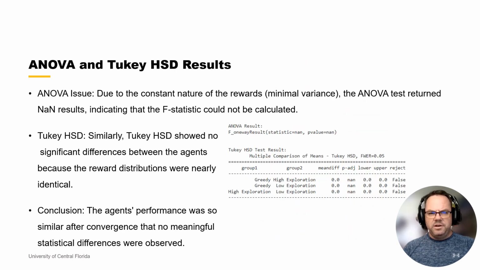I tried using the ANOVA and the Tukey HSD results. I'd never used this solution before, so it was a little unique, and it didn't give the results that I expected because I encountered some issues. The reward distributions for all the agents were almost identical, and because they were so consistent, the ANOVA test returned not a number, meaning that the F statistic could not be calculated. We also attempted to run the Tukey HSD to compare the means between the agents, but again, due to the identical nature of the rewards, the test returned no meaningful results.